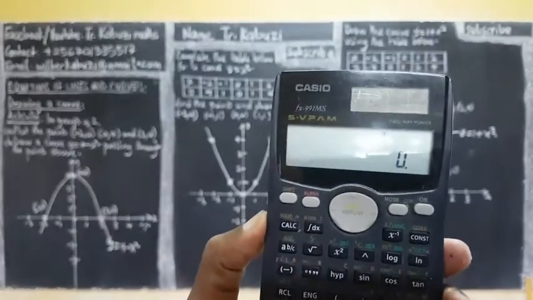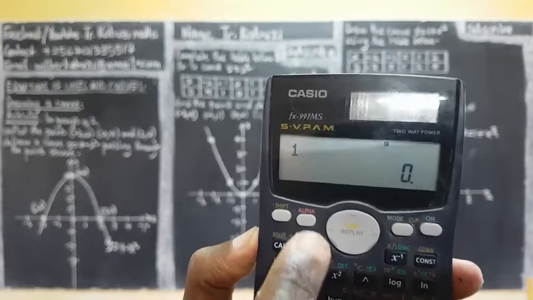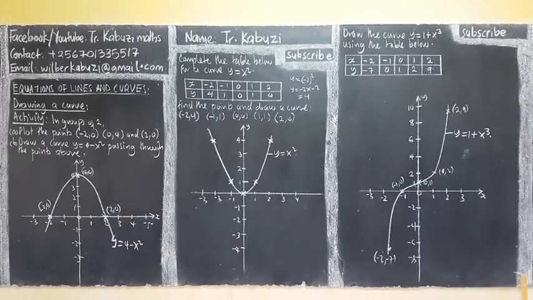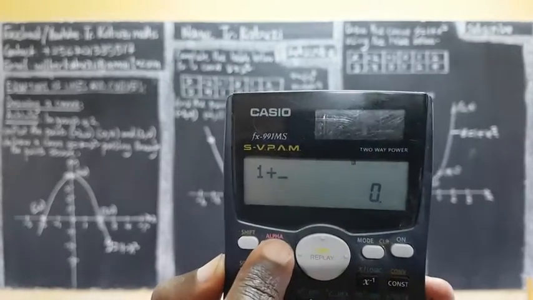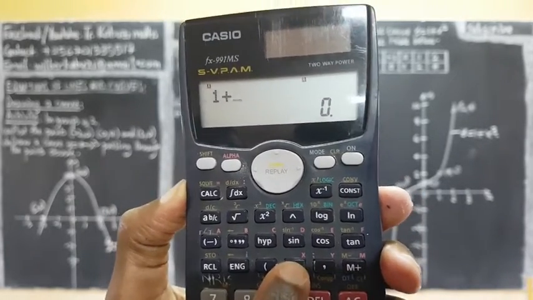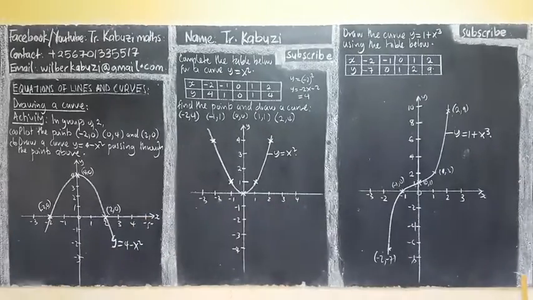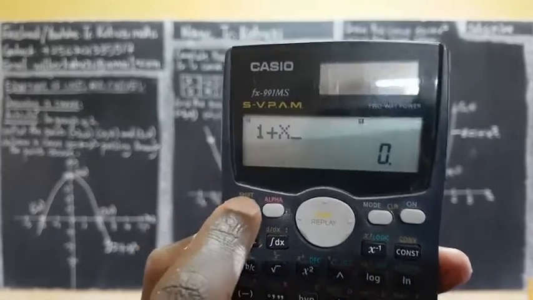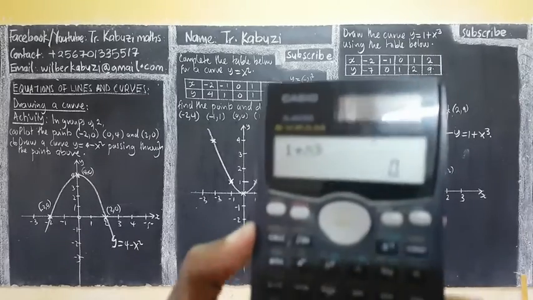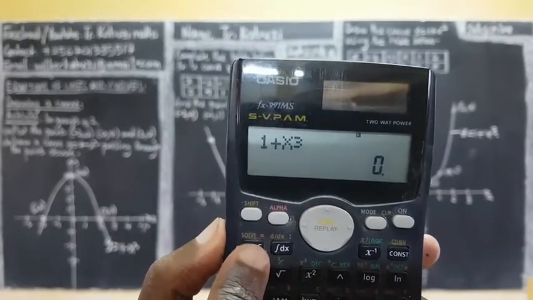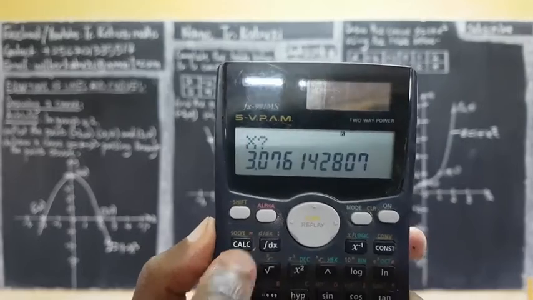what you do, you come here, press your 1. First, let us say plus, because we have a plus there. Then come here on alpha. You see this value x? Press that x. Then you need to cube it. You first press shift, then you press this, so shift, then that. Now that's the function we are having. Now from there, you press this button, calc.